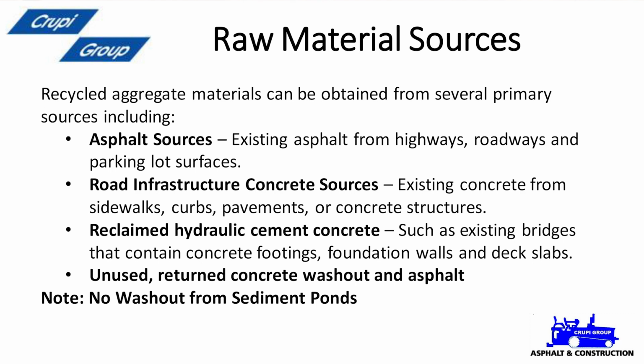The first thing we're going to talk about is the recycled aggregates. Materials can be obtained from several primary sources: asphalt from roads, concrete, curbs, sidewalks, road infrastructure, reclaimed hydraulic concrete from buildings, bridges, footings, and stuff like that. And then unused return concrete coming back to our yards, or even asphalt that gets returned and comes back into our yard.